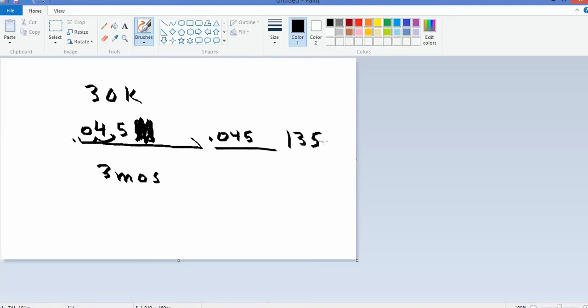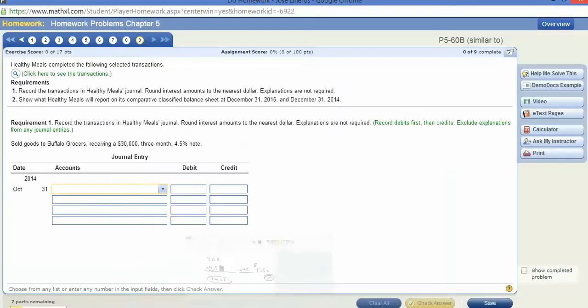Okay? That's how much you collect in a year. Now keep in mind, you're not going to hold this for a year. You're going to hold this for 3 months. This is going to become relevant in a minute because we're going to have to accrue interest for a period other than a year. So let's go ahead and look at that.